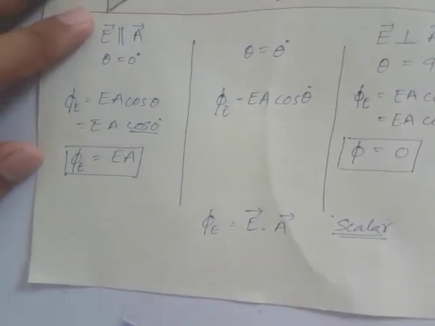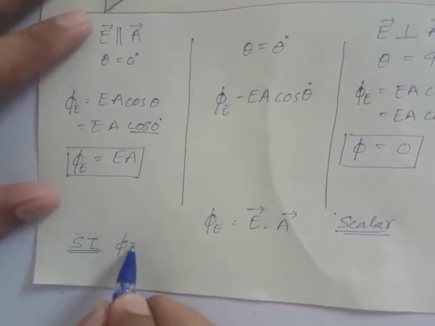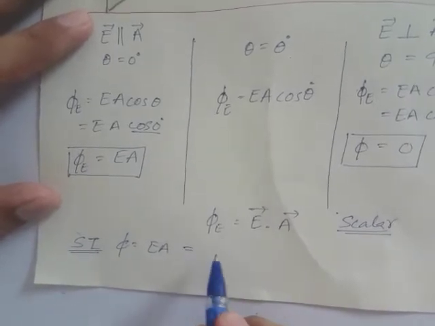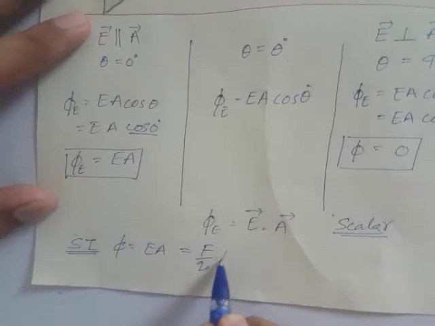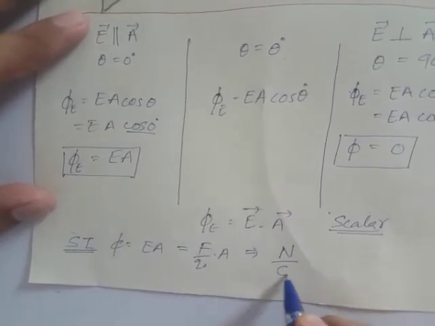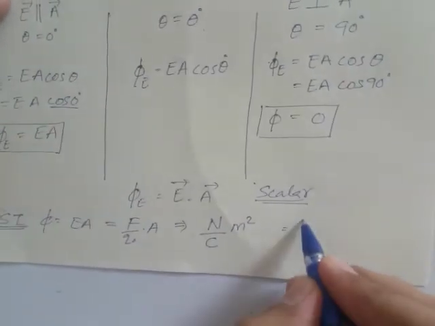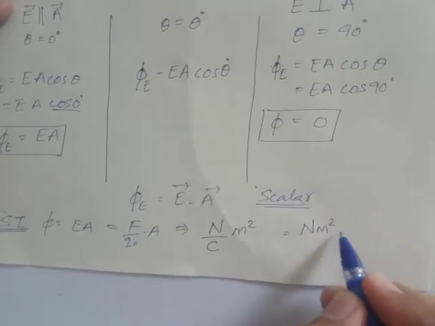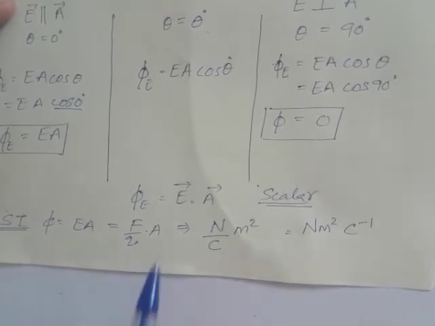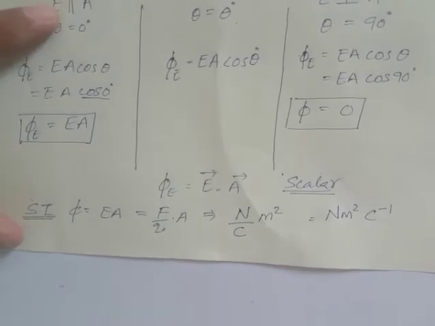If somebody asks about the SI unit, we can find it from phi equals EA. Let's break it down in simple form. E can be written as F by Q naught, into A. So force is in newton, charge is in coulomb, area is in meter square. So the unit can be written as newton meter square per coulomb. But what happens if we write this in terms of voltage? Another, alternative unit can also be written.